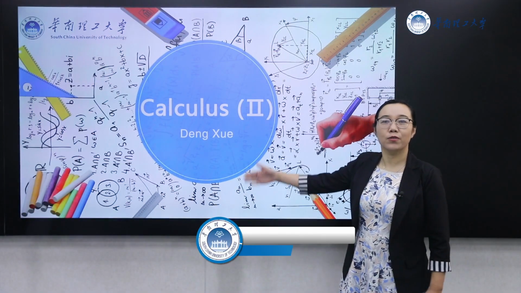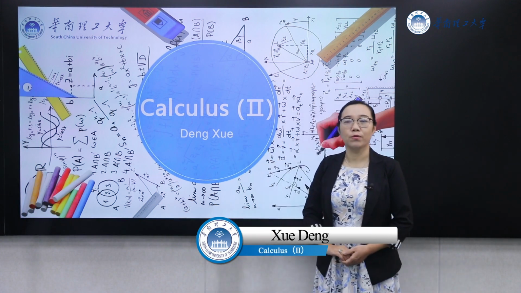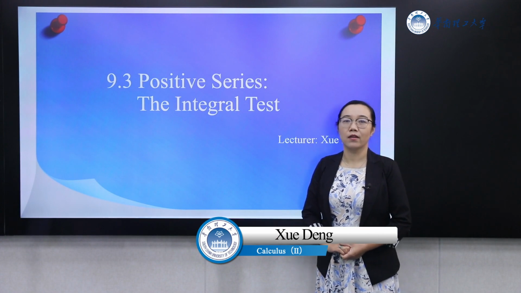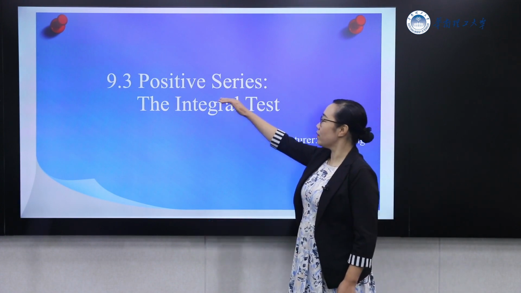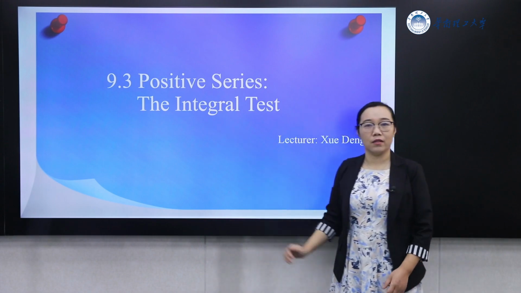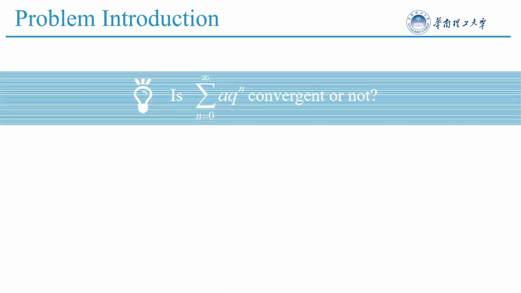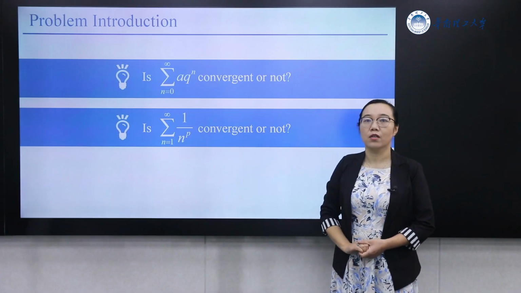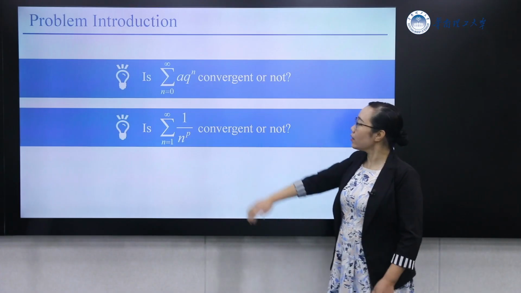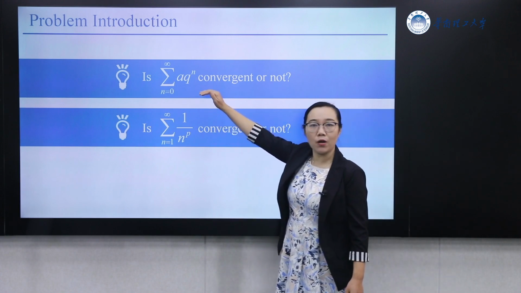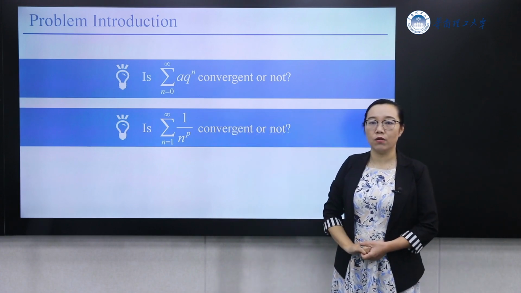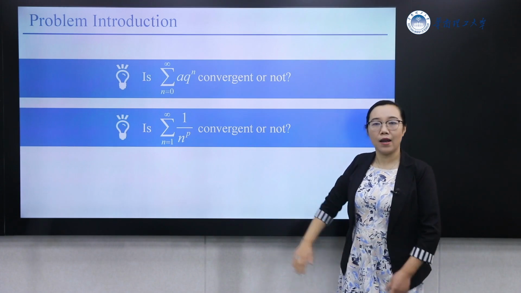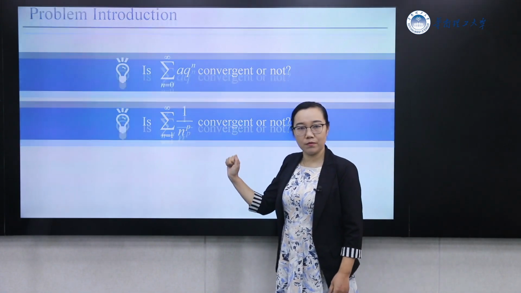Today, we continue to study Calculus 2. Let's study Section 9.3 together, the positive series, the integral test. Firstly, we focus on the following two issues. Are the two series, the summation of a times q to the power n and the summation of 1 over n to the power p, convergent or not?